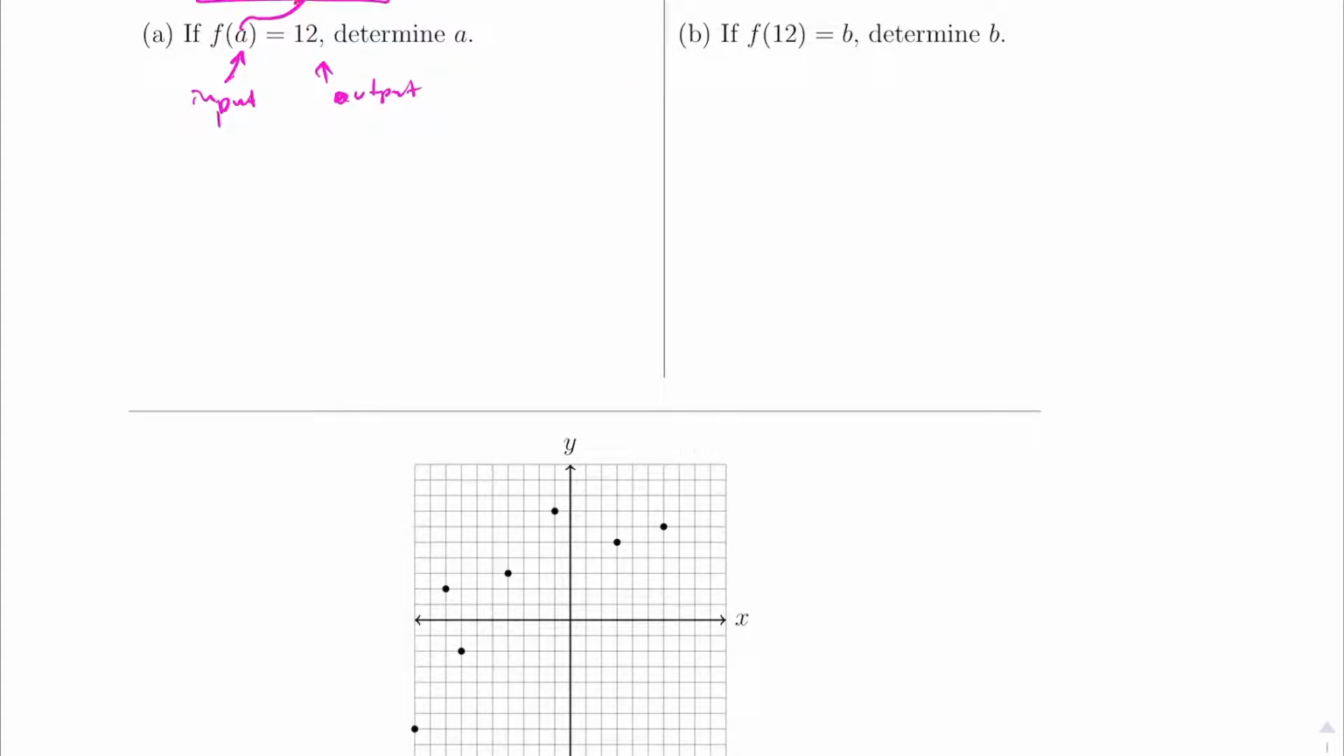So if you input a into this equation, the output is 12. Now you just solve algebraically for a, and you get 4a minus 6 equals 12, so 4a equals 18... divide by 4 on both sides, and you get a equals 3.